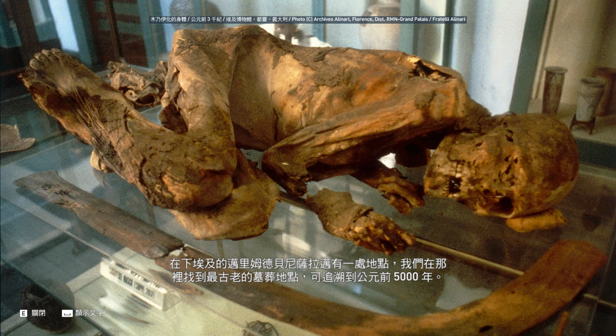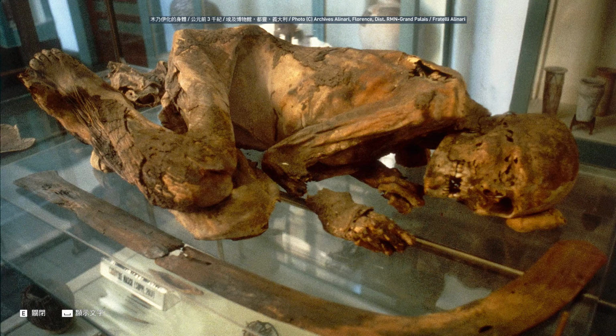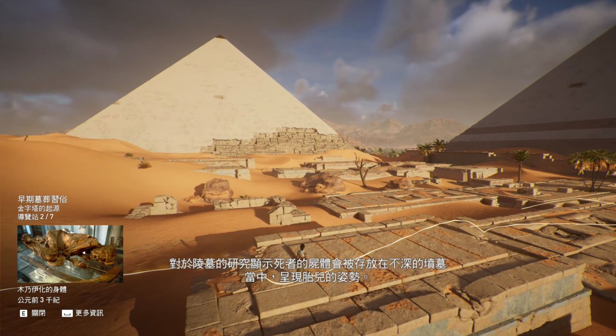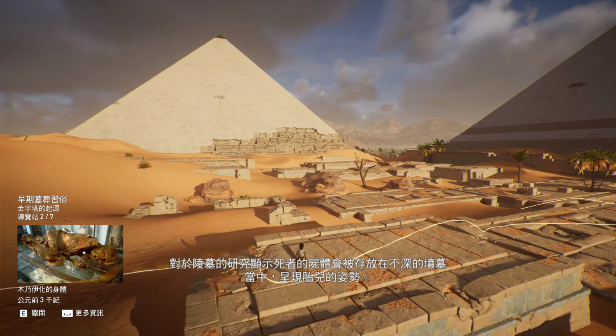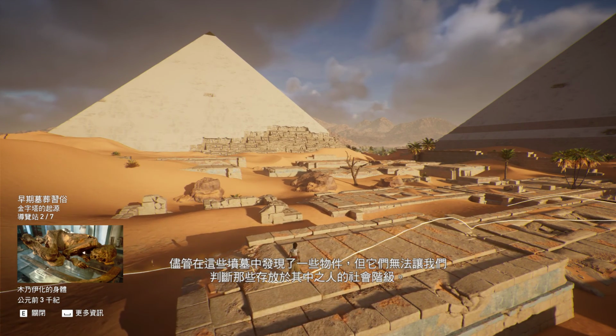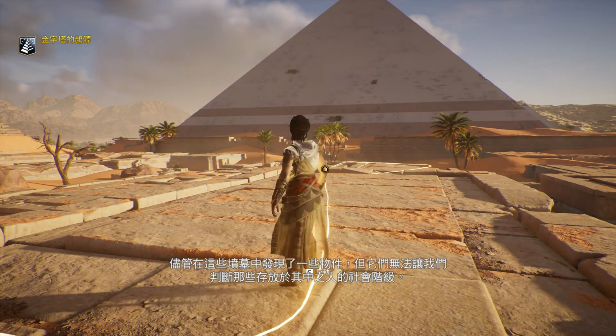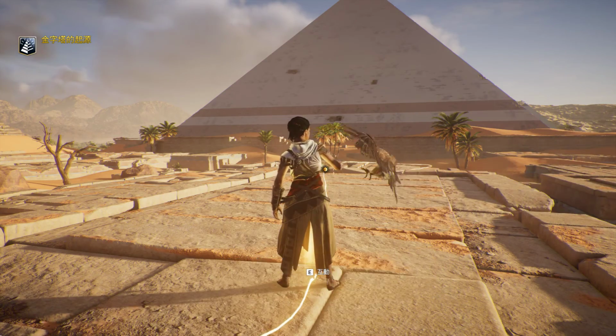It is on the site of Merimde Beni Salome in Lower Egypt that we find the oldest funerary site, dating back to 5000 BCE. Study of the tombs revealed that the bodies of the deceased were deposited in a shallow grave in a fetal position. Though a few objects were recovered from these graves, they offered no insight as to the social class of those interred within.